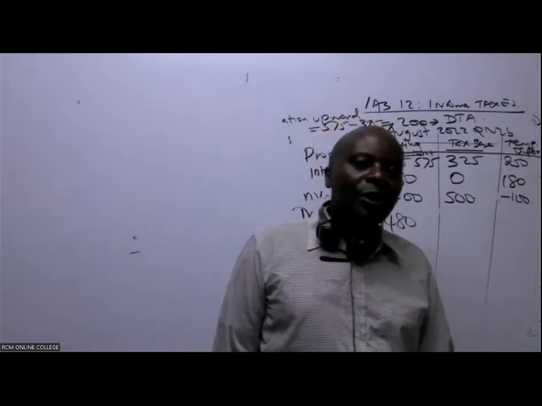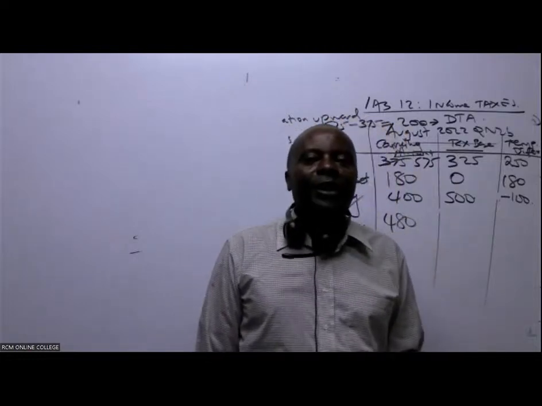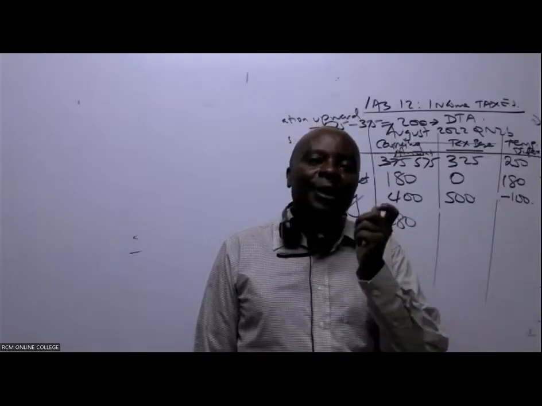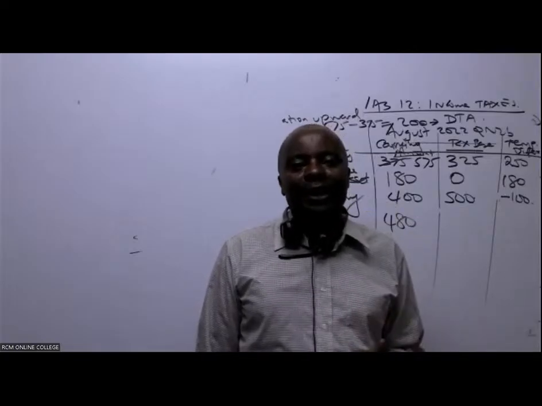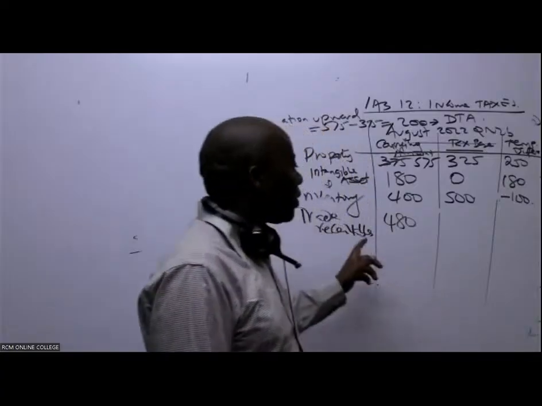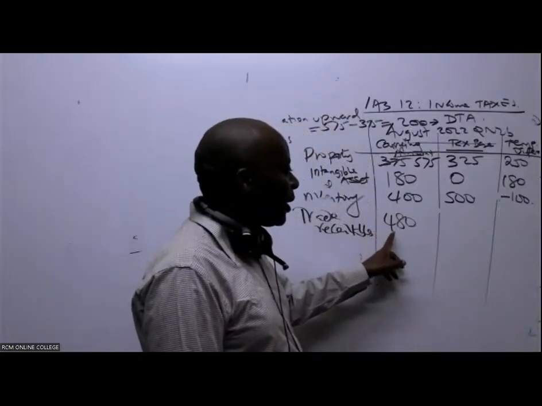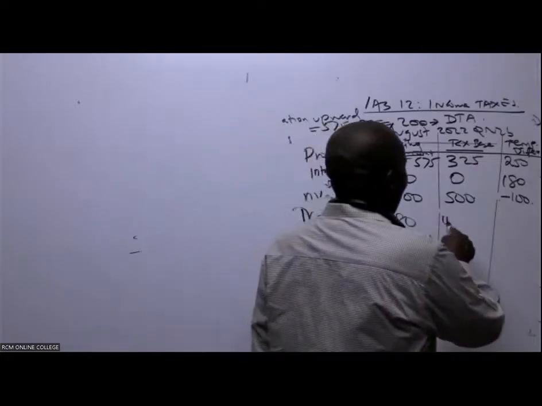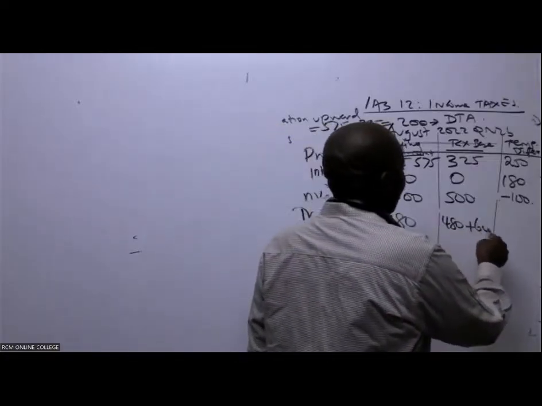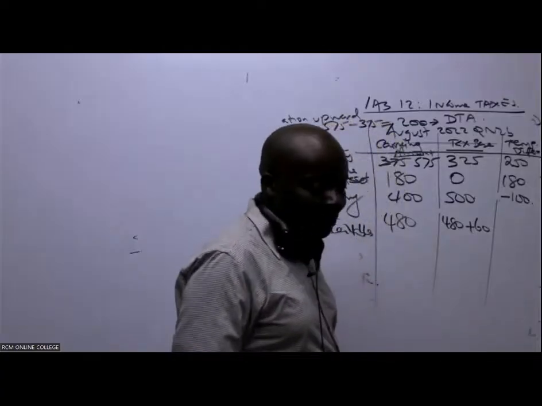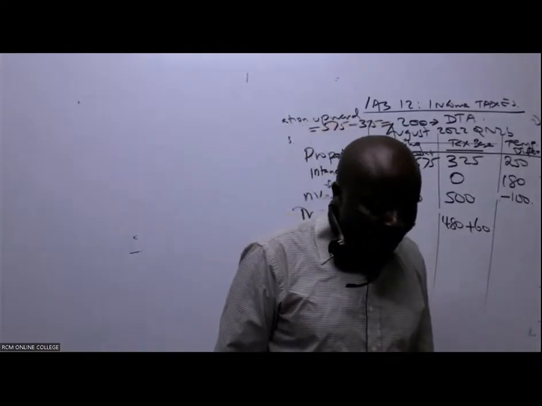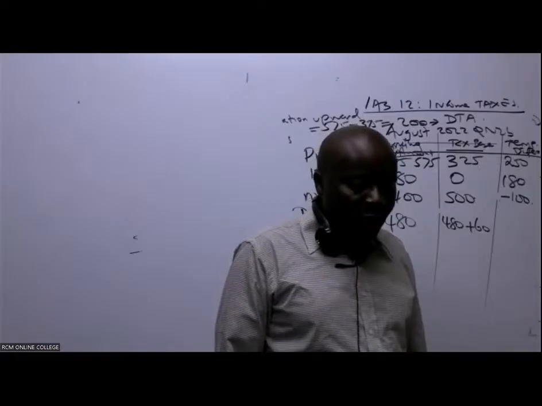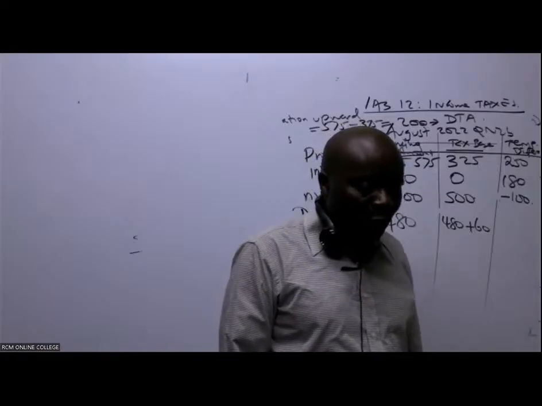KRA will not allow that, not unless there are specific doubtful debts. So this gentleman had charged 60 doubtful debt. I'm going to add back, so 480 plus 60. Add back.